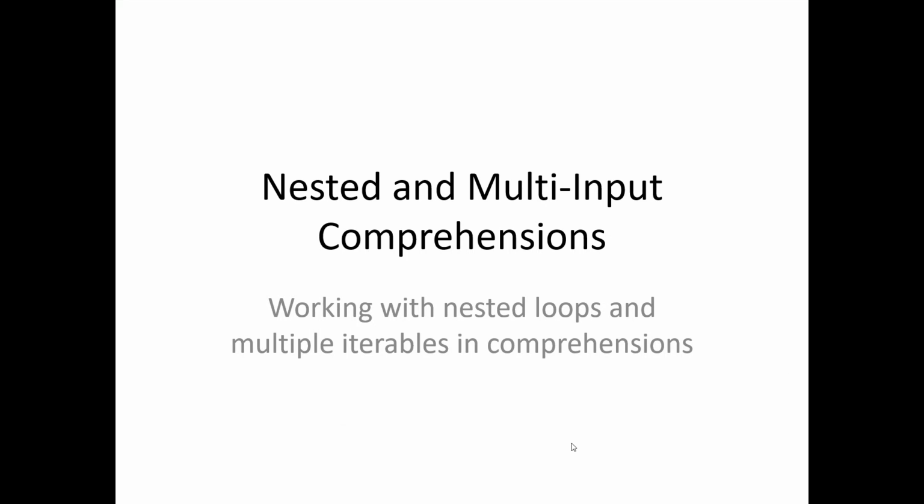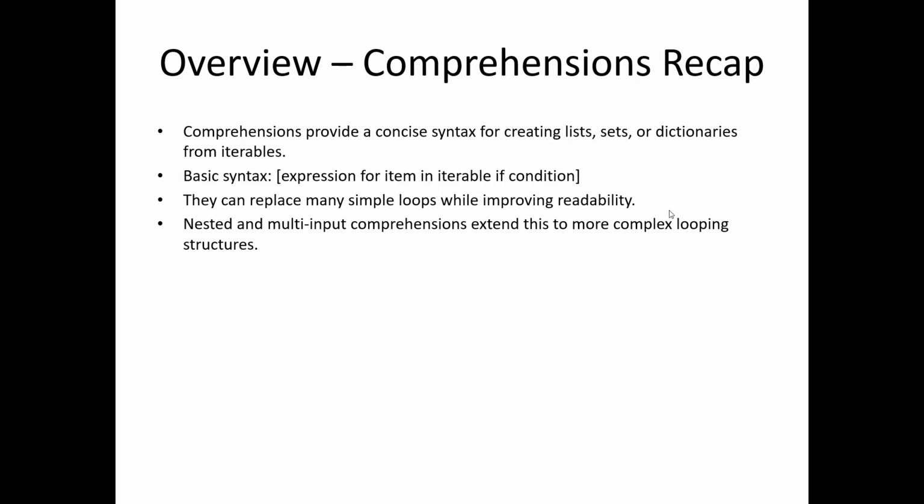Today, let's learn about nested and multi-input comprehensions. So first, let's start by recalling the basics of comprehensions. Comprehensions provide a compact syntax for generating new lists, sets, or dictionaries from an iterable. The standard format looks like: expression for item in iterable if condition. This is equivalent to a loop, but it's shorter, more expressive, and often easier to read.